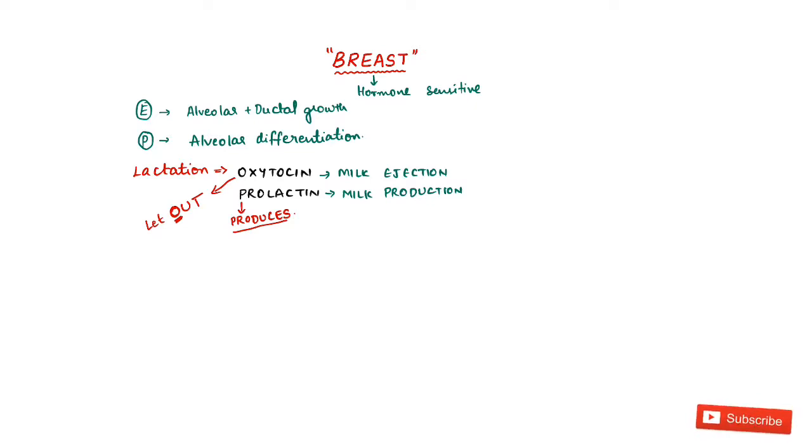So when does the breast tissue grow? The breast tissue mainly increases in size in two conditions, that is at puberty and at lactation. And when does the breast tissue undergo atrophy? The breast tissue undergoes atrophy after menopause, that is post-menopause, so it decreases in size. So this is the general information we have to remember.